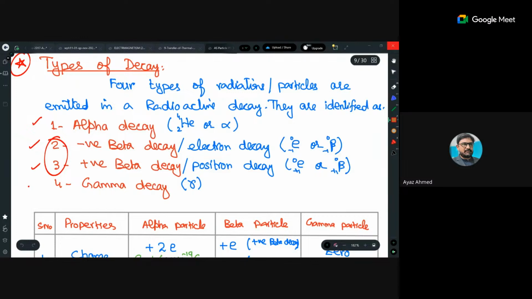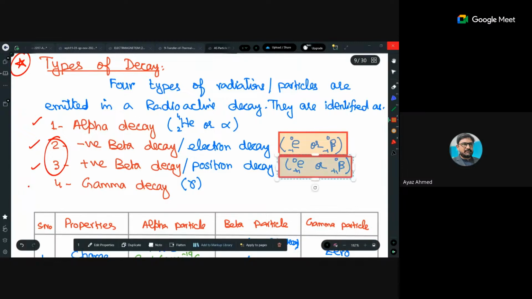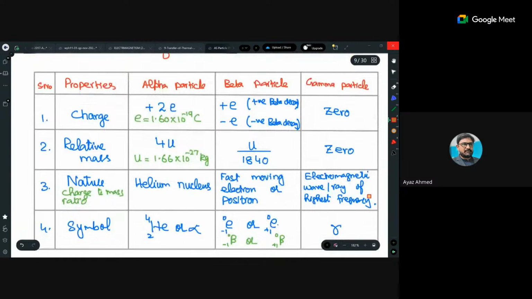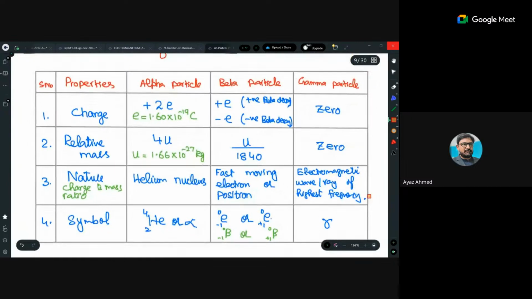Beta decay is that decay in which an electron or a negative beta particle emits out. Positive beta decay is the decay in which a positron or a positive beta emits out from the nucleus. So we will have a detailed discussion about those. Gamma radiation occurs when energy level decreases, because during gamma nothing else happens. Okay, now come to that point.